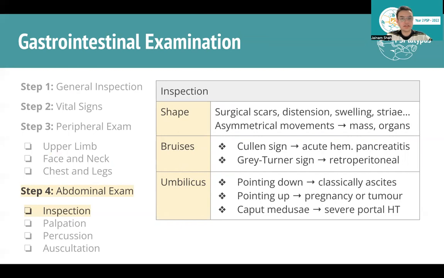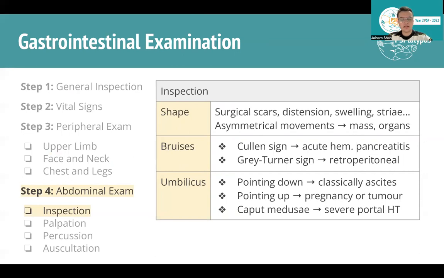You have distension of the abdomen, which can be a sign of potential bowel obstruction. It could be fluid developing, could be a lot of things. Swelling, as I said, similar to distension, striae, as well as asymmetrical movements. So what you can get the patient to do is lie down completely flat, and you sort of kneel down to that level and ask them to breathe normally. And if you notice that some parts of the abdomen are kind of higher than others, of course, that could be a sign that there's a mass there, or it can be a sign of an enlarged organ, what we call organomegaly.